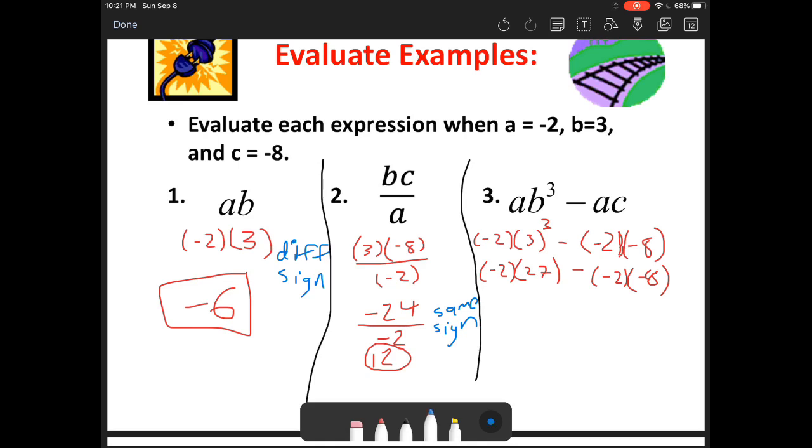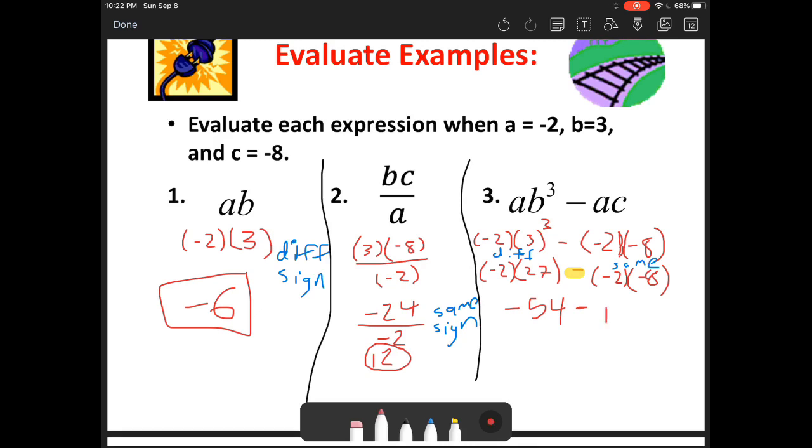And now we have to know different signs, right? We've got different signs over here. So same sign positive, different sign negative. On the right-hand side, notice we still have that negative sign, so bring down that negative. It's still here, right? It's still right there. Don't forget it. And then on the right-hand side, we've got same signs, -2 and -8.